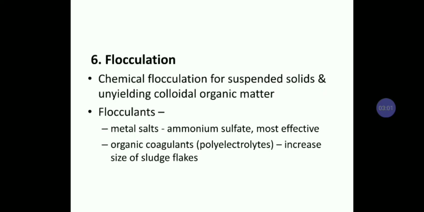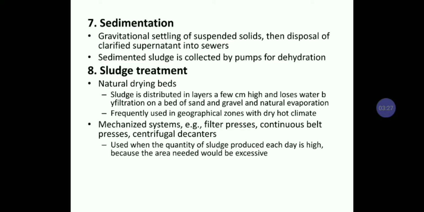The sixth step is flocculation, where chemical flocculation is used for the suspended solids and unsettled colloidal organic matter. There are metal salts such as aluminum sulfate, which is most effective, and organic coagulants which increase the size of the sludge flakes. The seventh one is sedimentation.